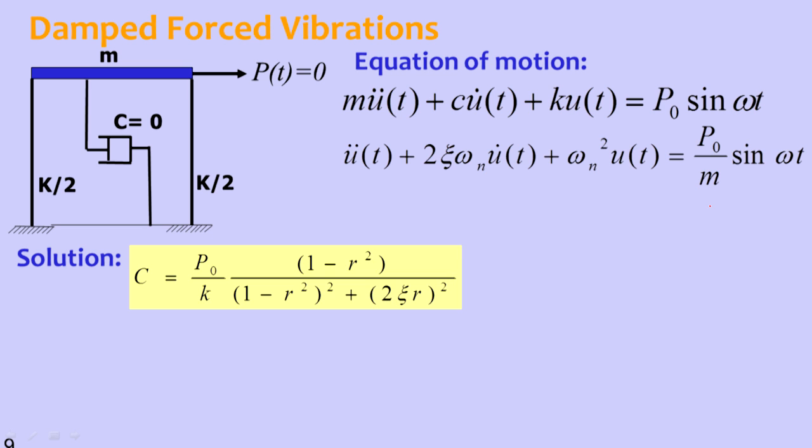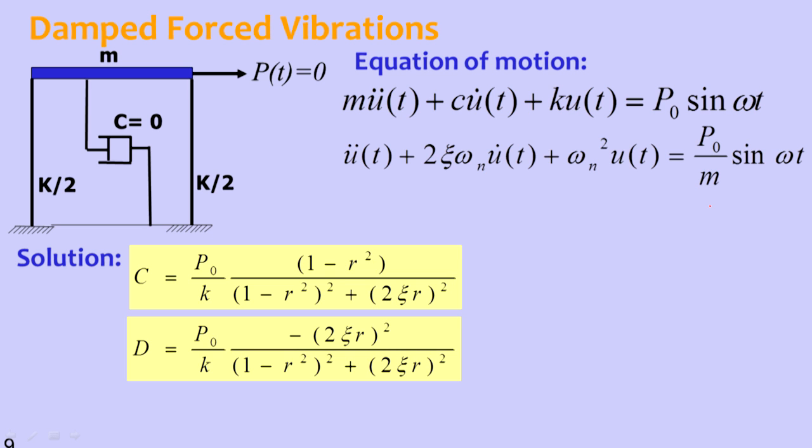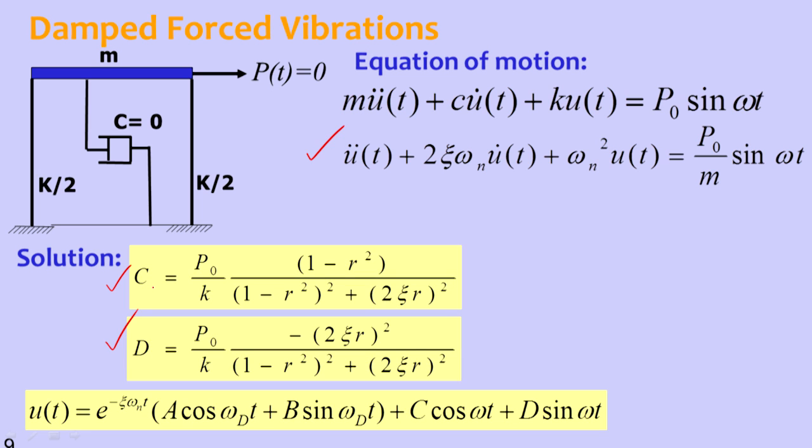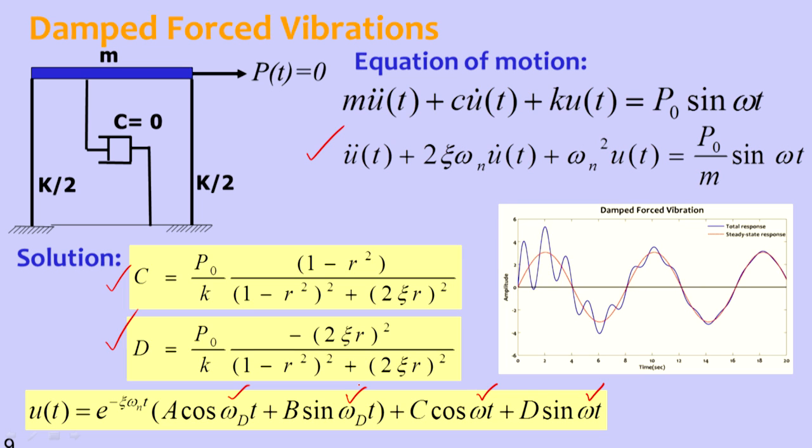In overall summary, if we look at it: the simplified equation of motion, the solution constants, and finally A cos omega dt, B sin omega dt, and C cos omega t plus D sin omega t. Here omega is the forcing frequency, omega d is the damped natural frequency, and this is the response of that.